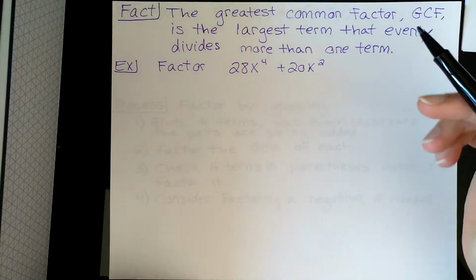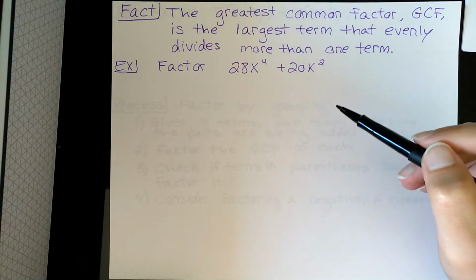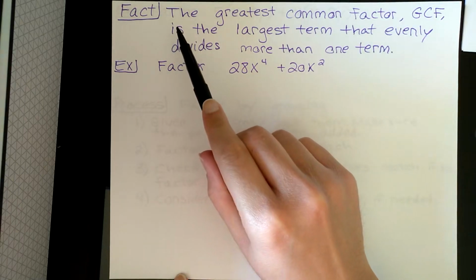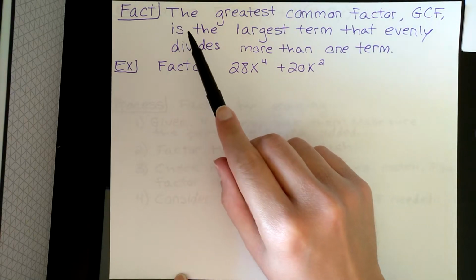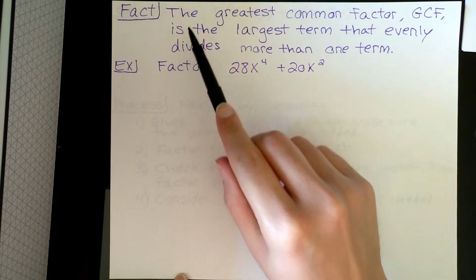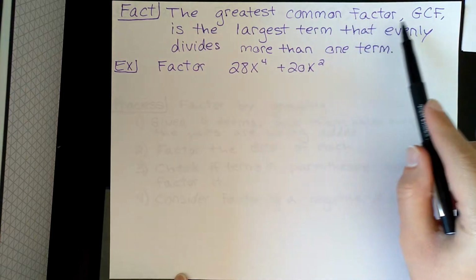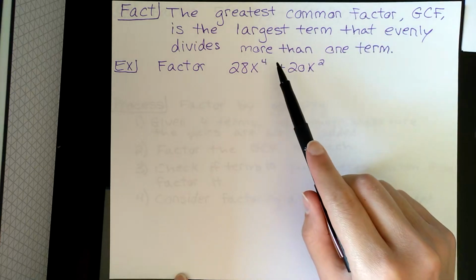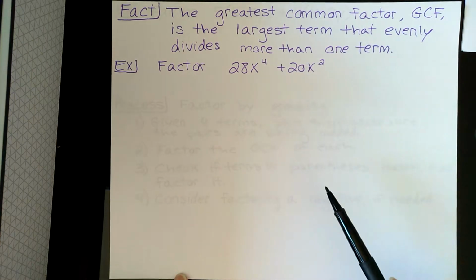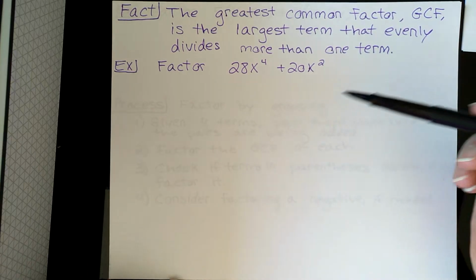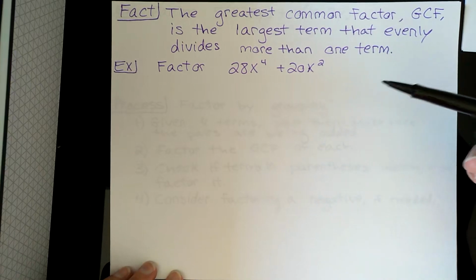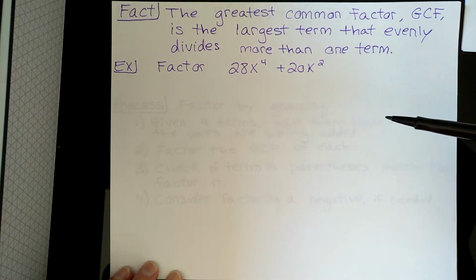In this section, we'll be talking about all the forms of factoring. So, to begin with, we'll introduce a fact about the greatest common factor. We say the greatest common factor, or GCF, is the largest term that evenly divides more than one term. So, it's what the two values or two terms have the most in common. We call the greatest common factor.